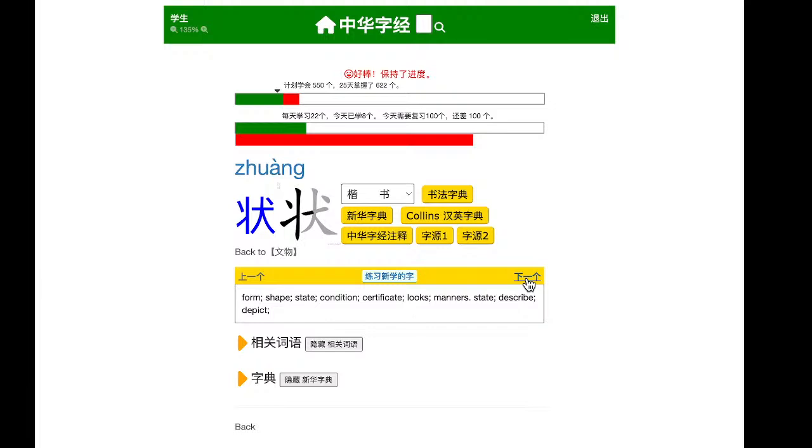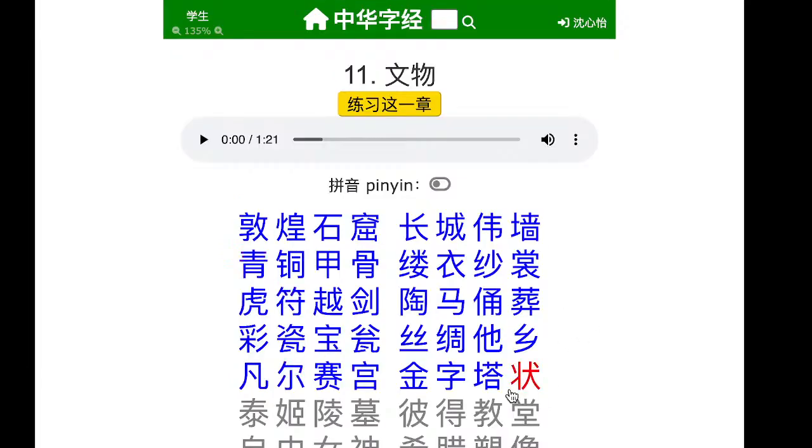状. 状 is the form, shape, state, or condition of something. It could refer to a certificate or the looks or manners relating to this state, condition. It can also mean to describe or depict. So together with 形, 形状 is used to describe. Let me shut that door. Xingzhuang would be the form and shape of a thing.